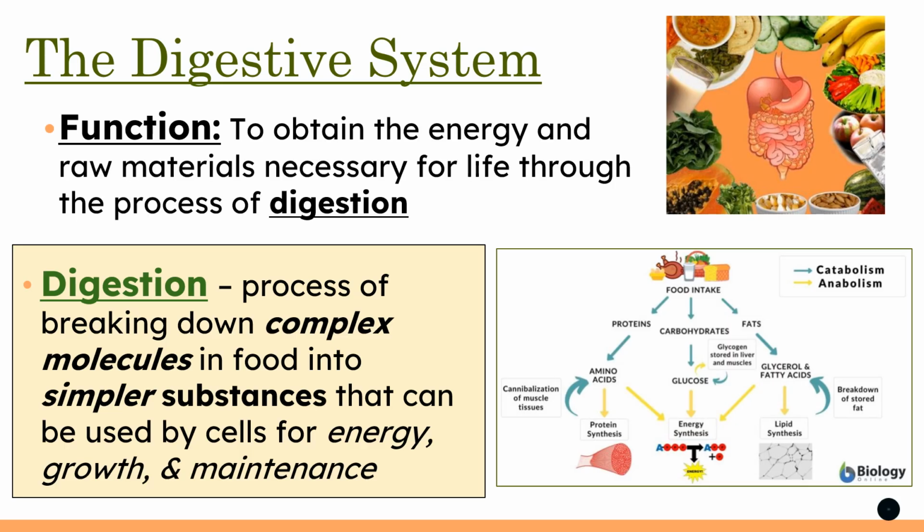So let's talk about the digestive system. The function of the digestive system is going to be to obtain the energy and raw materials necessary for life through the process of digestion. Because the food that we take in, we have to kind of break it down to its constituent parts, because we're bringing in really, really complex molecules. So we have to break that food into simpler substances that can then be used by cells for energy, growth, and maintenance in all of those metabolic processes and chemical reactions that take place in our body.